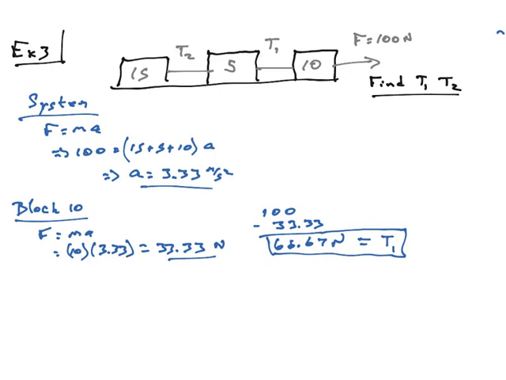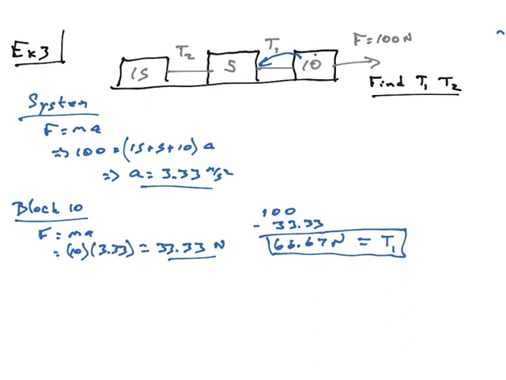Right? Block 10 uses 33. He was given 100, so he gives to the next block whatever this force is, the leftover force. So T1 is now done. Now I need T2. We'll just do the exact same thing.